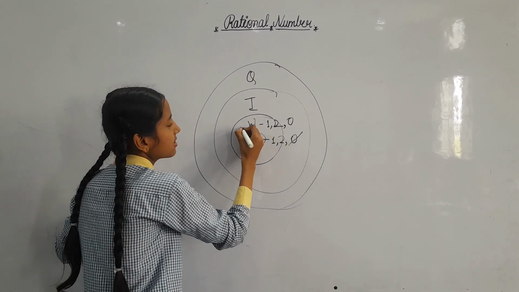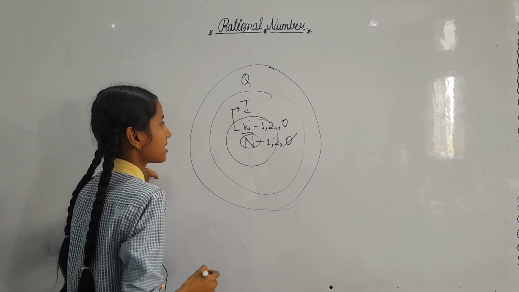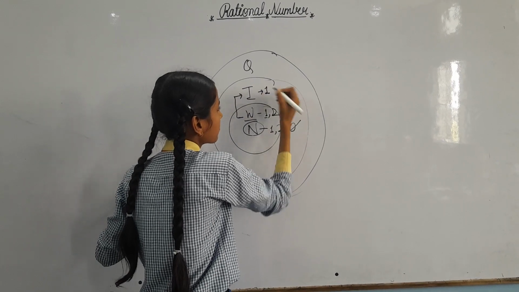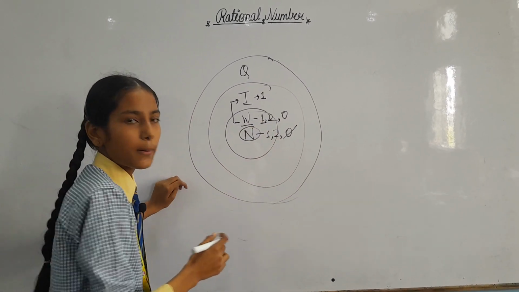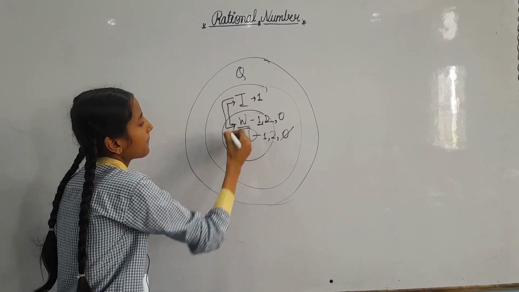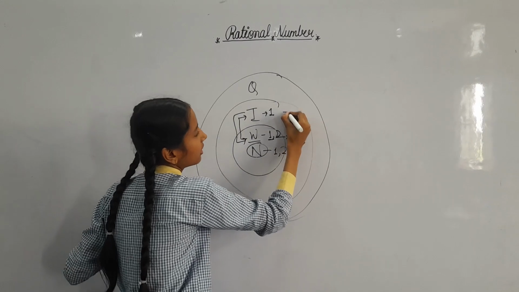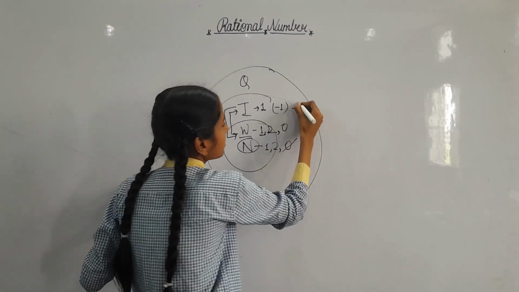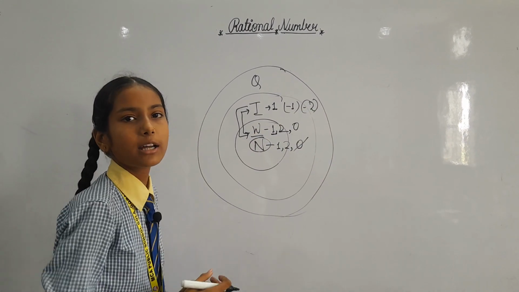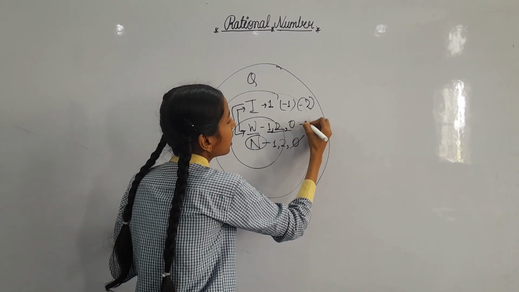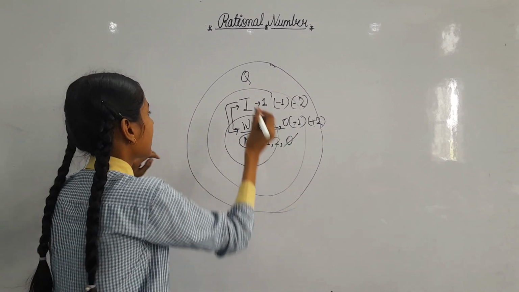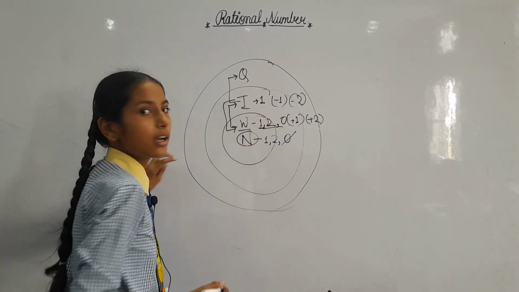Now the next is, all the whole numbers are called integers. For example, in integers we find +1, and in whole numbers we also find +1, but all the integers are not called whole numbers, because in integers we also find negative numbers, just like -1, -2, but in whole numbers all the numbers are in the positive form, just like +1 and +2. Now the next is, all the integers are called rational numbers.